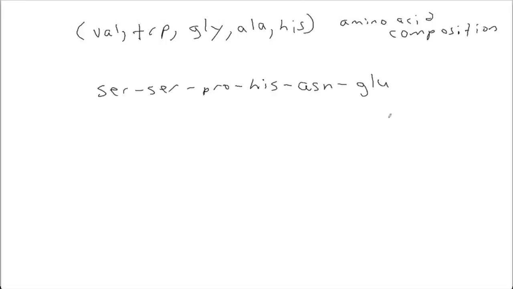Is this an amino acid sequence or composition? Sequence. How can you tell? Because there are no parentheses and there are dashed lines.